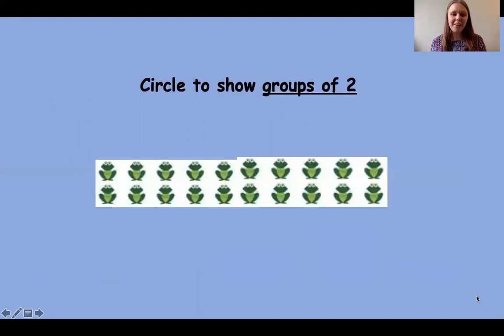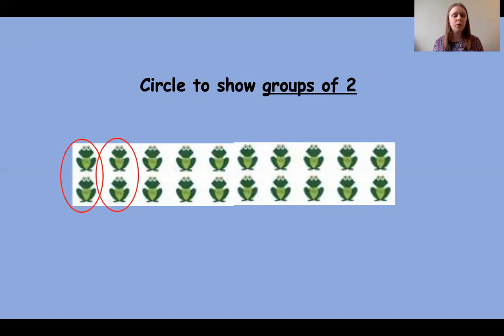Right, we are now going to move on to showing groups of 2. So I'm going to explain this one to you. It's not on your worksheet, but I'm going to use it as an example before you have a go on your own. So let's have a look at this array. It's an array of frogs, and altogether there are 20 frogs. Okay, but we would like to show groups of 2 little frogs. So how we're going to do this is we're going to circle the groups of 2.